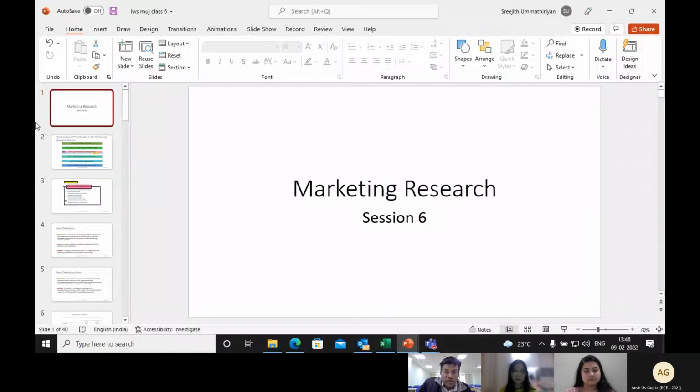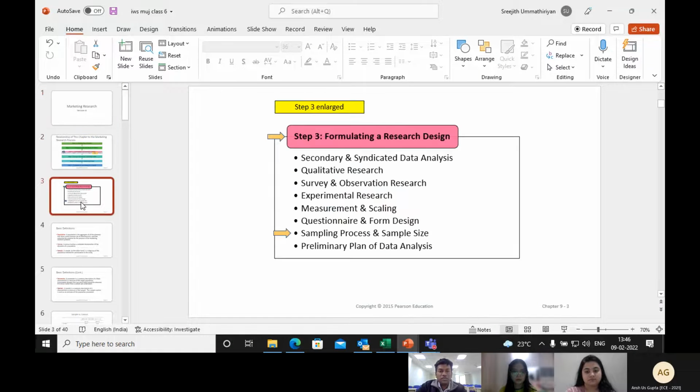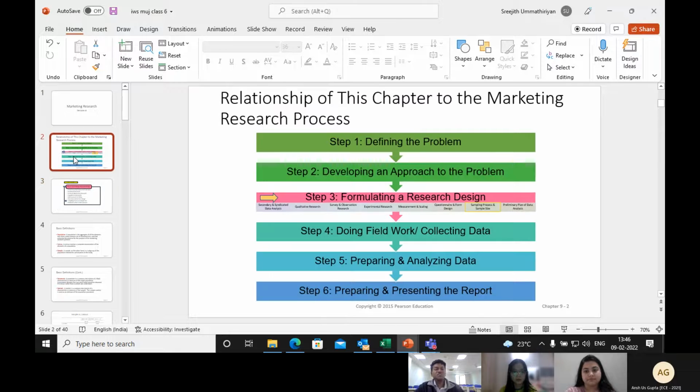Okay, so we are now in section 6. Today we are going to be looking at the sampling process. So far we have done problem definition.